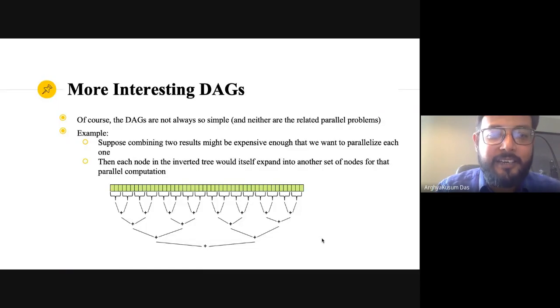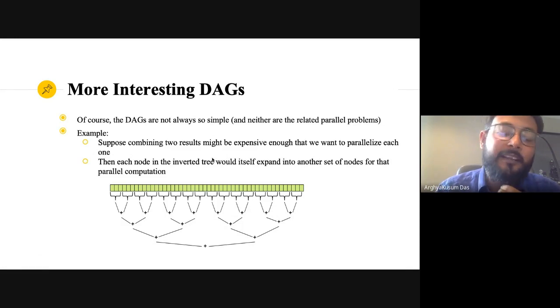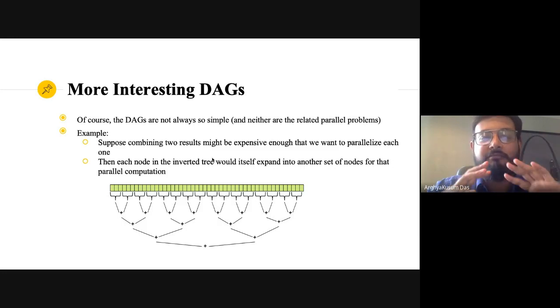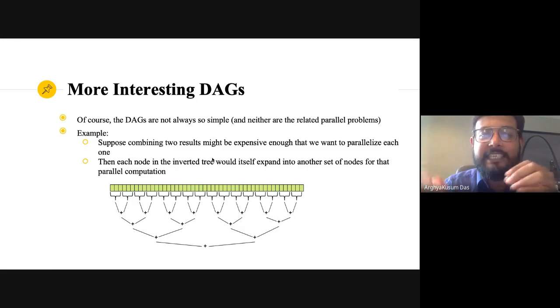So here are several examples, some more interesting DAG-type examples. Of course, DAGs are not always very simple, and they are not all related to the parallel problem. For example, suppose combining two results is expensive enough that we want to parallelize each one. Those are more involved examples of multi-core computation, and many of these things are still part of active research, how to implement all of them.